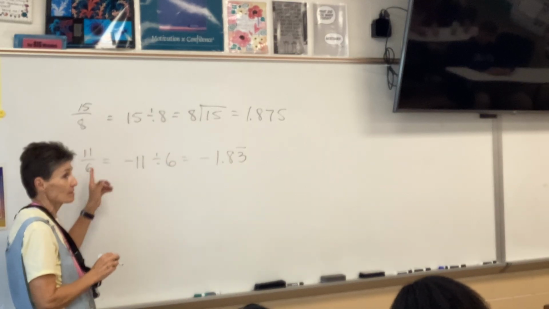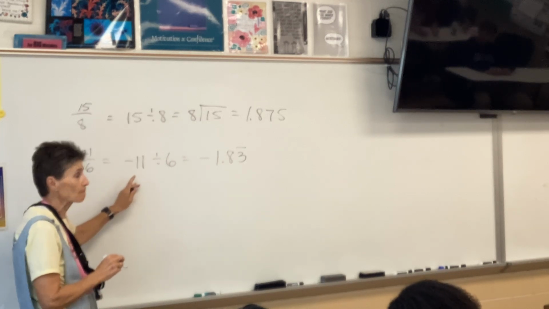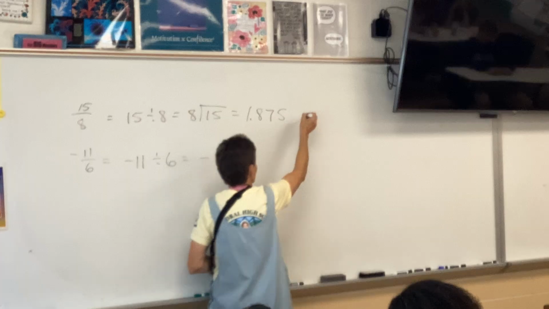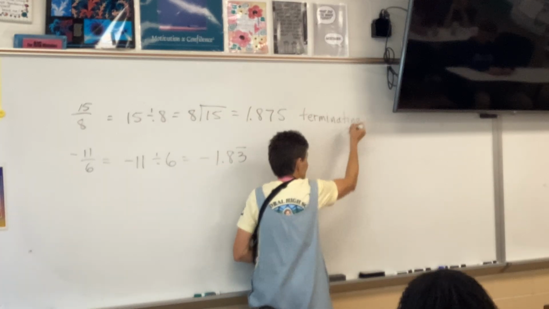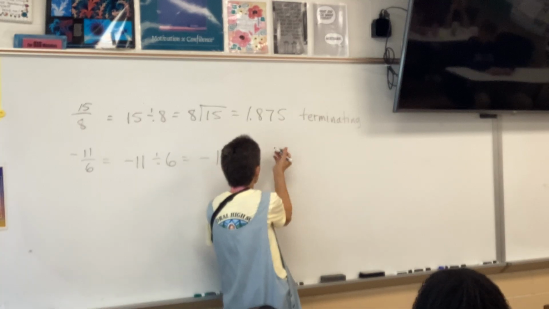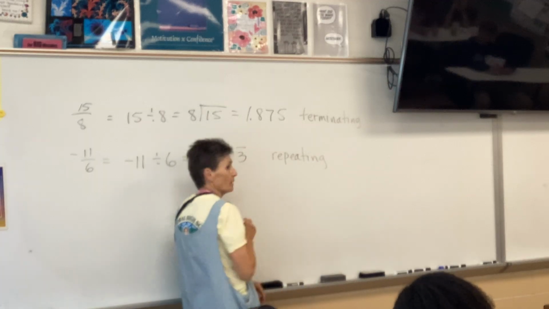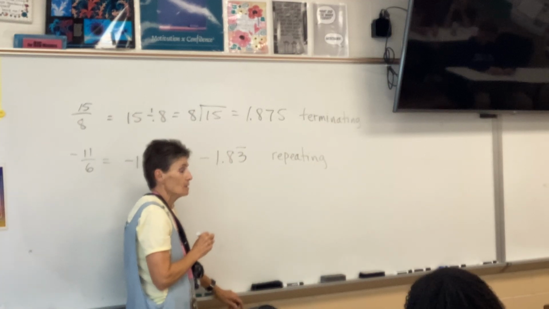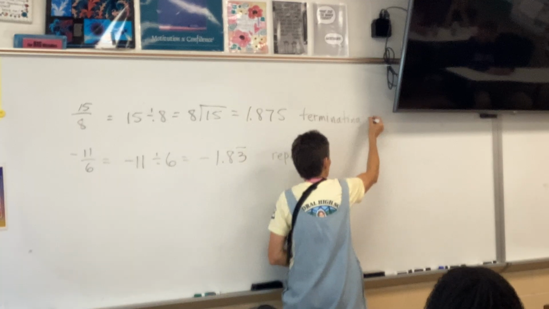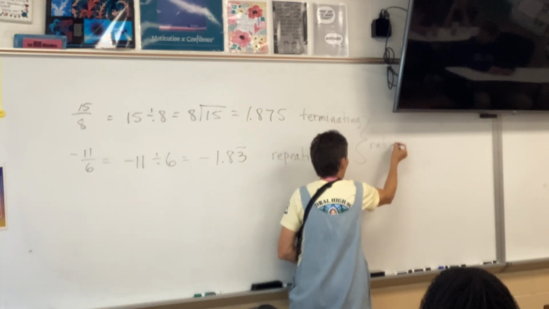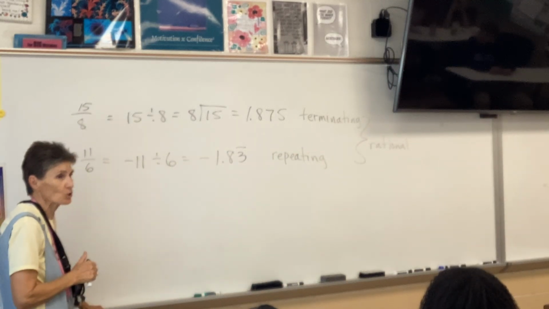Now, these are fractions. Fractions can always be changed into decimals. Sometimes the decimals turn out to be terminating, that means they stop. And sometimes they turn out to be repeating, like this one. Terminating and repeating decimals make up what we call the rational numbers.